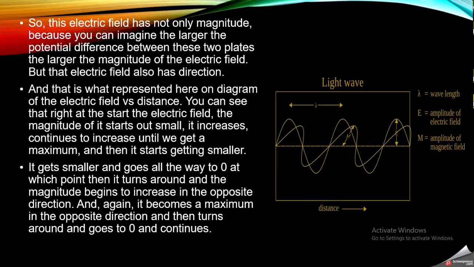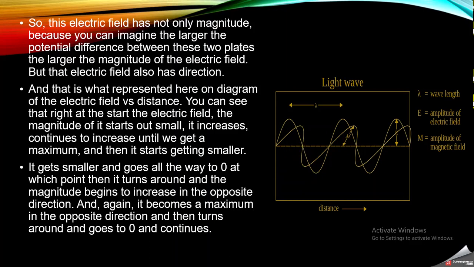So electric field has not only magnitude but it also has direction, and that is what is represented here in this diagram in the form of a wave. Here the magnitude of the electric field is maximum, here it is average, and on the other side it is again maximum, but it is maximum in the opposite direction. So this represents the direction of the electric field and the magnitude is represented by the height of this wave. So this point is considered a 0 point, and the maximum amplitude on the top side is the positive amplitude and the maximum amplitude on the bottom side is the negative amplitude compared to this 0 point.